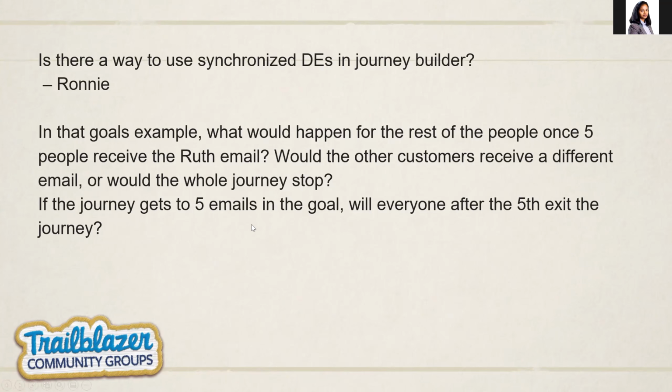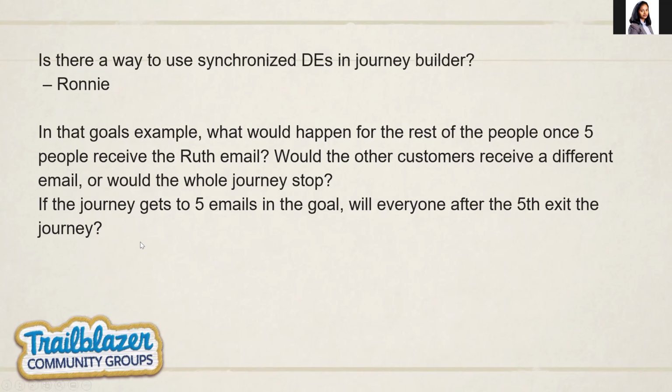And the next question is about the Journey Builder again. I think I can answer this one. In the meantime, you can check that out. So in that goals example, what would happen for the rest of the people once 5 people receive the root email? Would the other customers receive a different email, or would the whole journey stop? If the journey gets to 5 emails in the goal, will everyone after the 5th exit the journey?